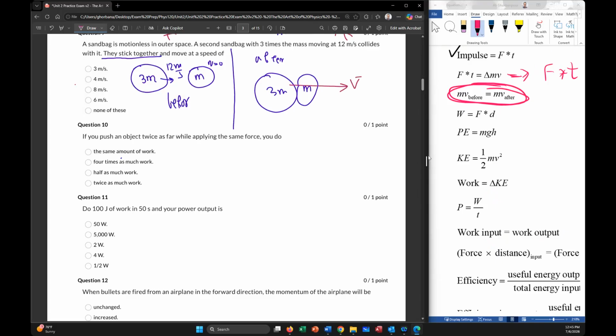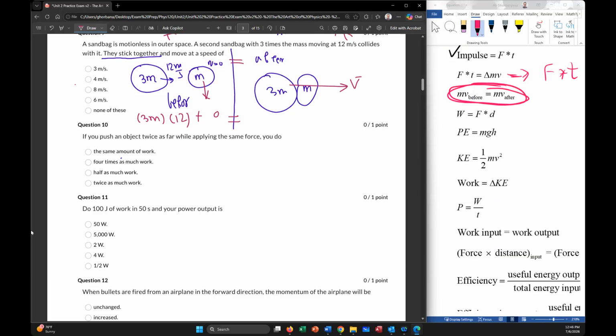Again, I use momentum before, momentum after. What is the momentum of the small one? 0 plus. What is the momentum of this one? Mass times velocity. What is the mass? 3m. What is the velocity? 12. Good. I am done. Momentum before should be equal to momentum after. So what is the momentum after? What is the new mass?